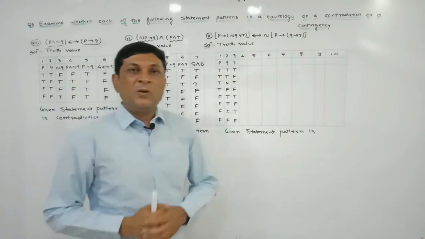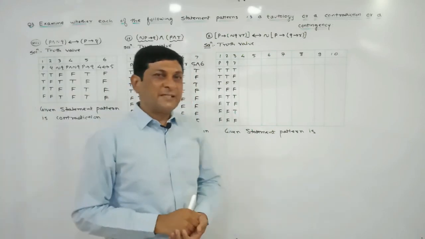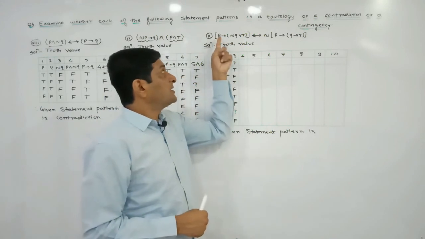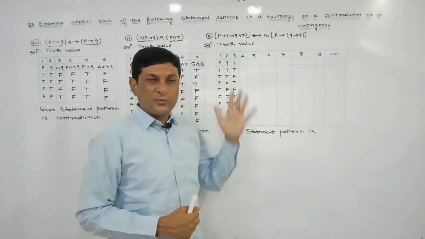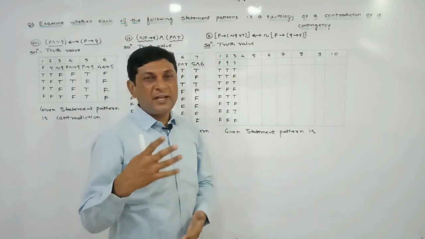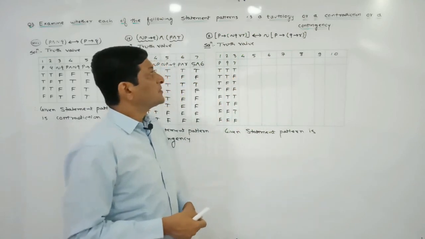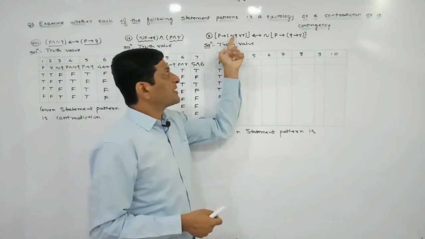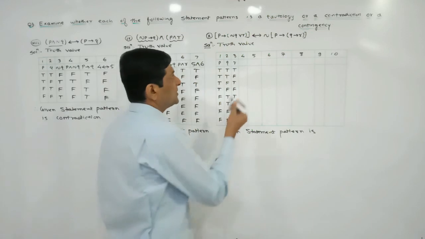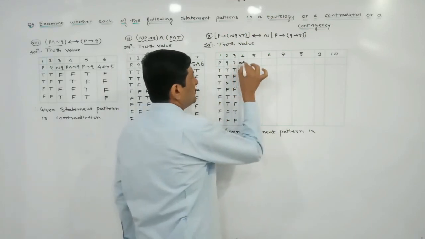Contingency. Now observe the last example from this exercise. In this given statement pattern P, Q, R, 3 letters are there, so we have to construct the truth table for 8 different possibilities. To construct the truth table, first we will require the value of what? Negation Q.